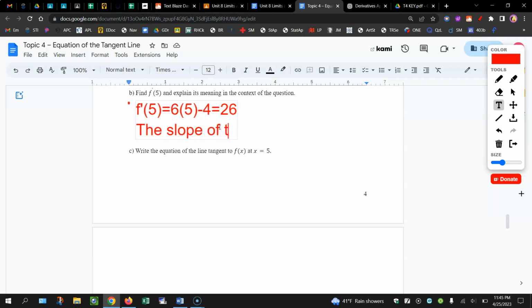This is going to seem repetitive. The slope of the tangent line at x equals 5 is 26. So now to write the equation, we need to figure out the y coordinate.